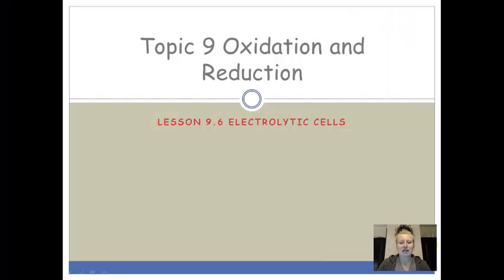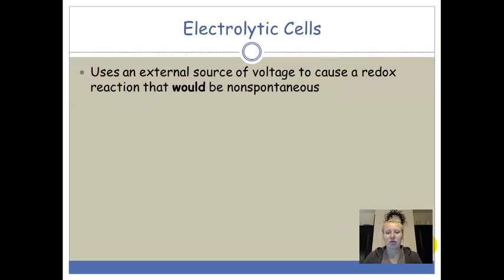The last lesson in Topic 9 is Lesson 9.6, Electrolytic Cells. So, we just talked about voltaic cells and spontaneous redox reactions. Well, what happens when you want a redox reaction to occur that is not spontaneous? Well, to do this, you can use an electrolytic cell.